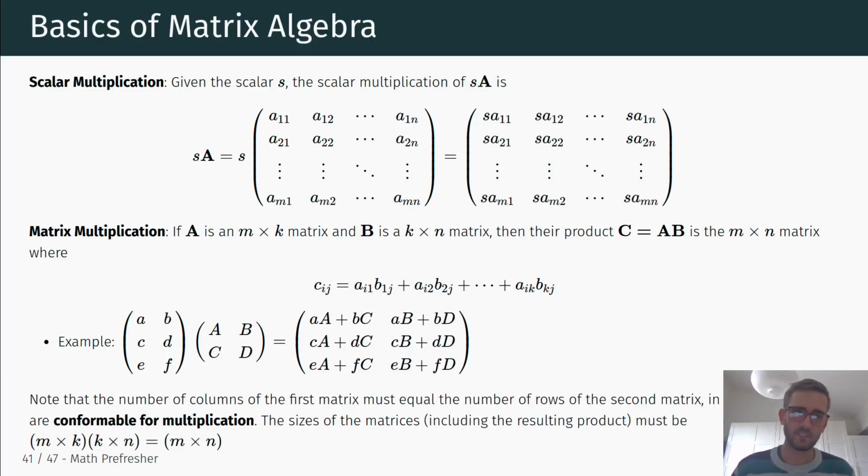I did this implicitly. Note that the number of columns of the first matrix must always be equal to the number of rows of the second matrix, in which case these two matrices are conformable for multiplication. The size of the resulting product must then be equal to the number of rows in the first matrix and the number of columns in the second matrix.